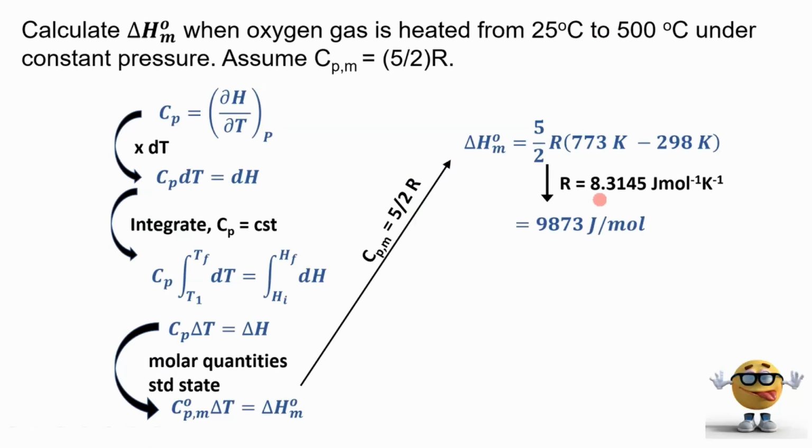Okay, and R, we want to choose the R that has joules in it. So 8.3145 joules per mole per Kelvin, because we want the change in enthalpy to be in joules per mole, because the moles don't cancel out. So that's what it is. It's positive, and usually we report it in kilojoules. So the change in the standard molar enthalpy is 9.87 kilojoules per mole.